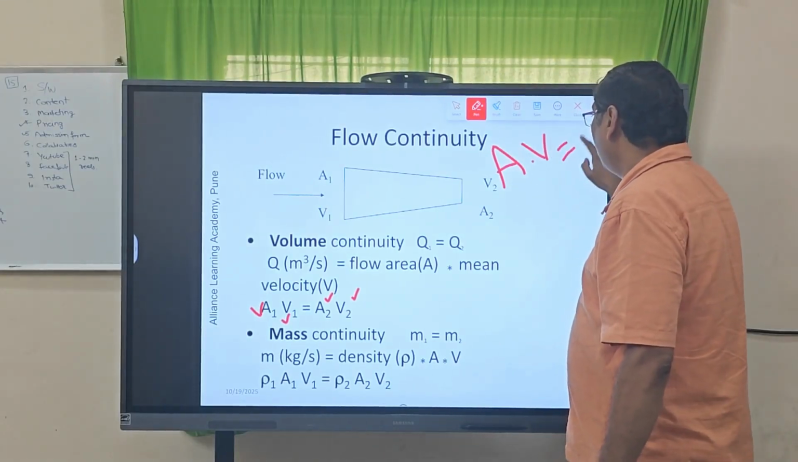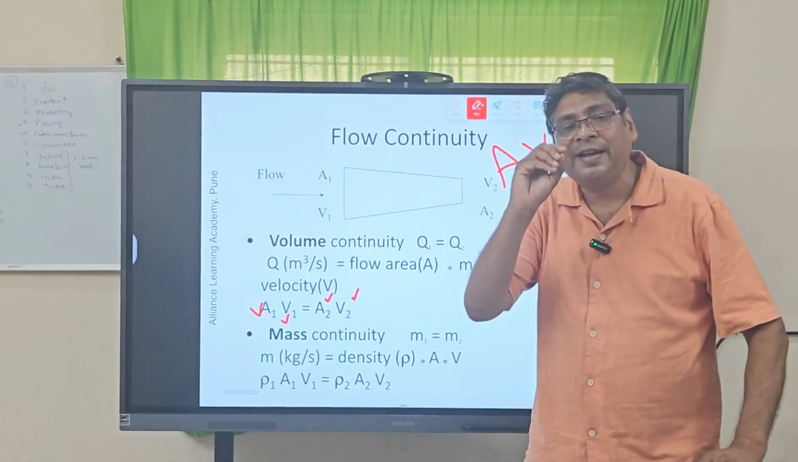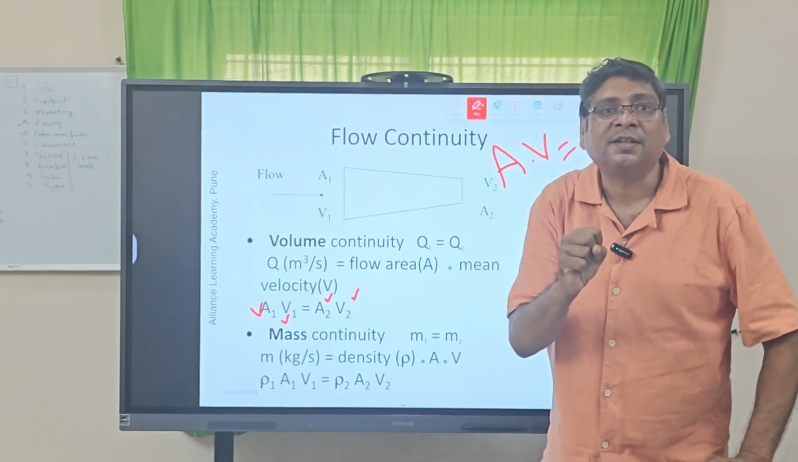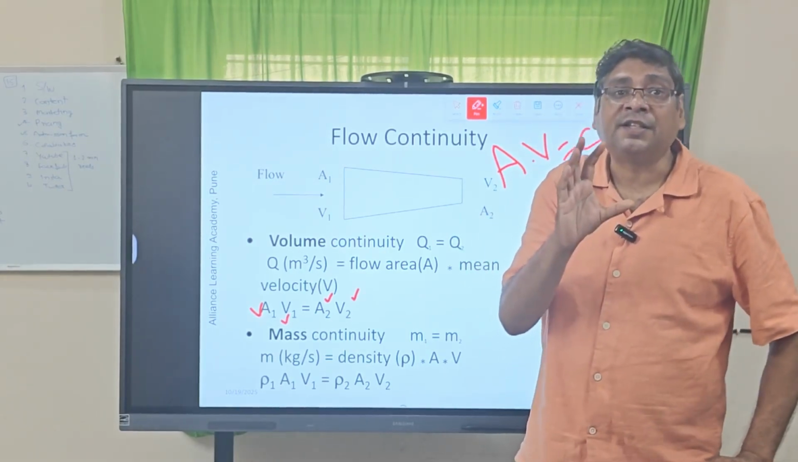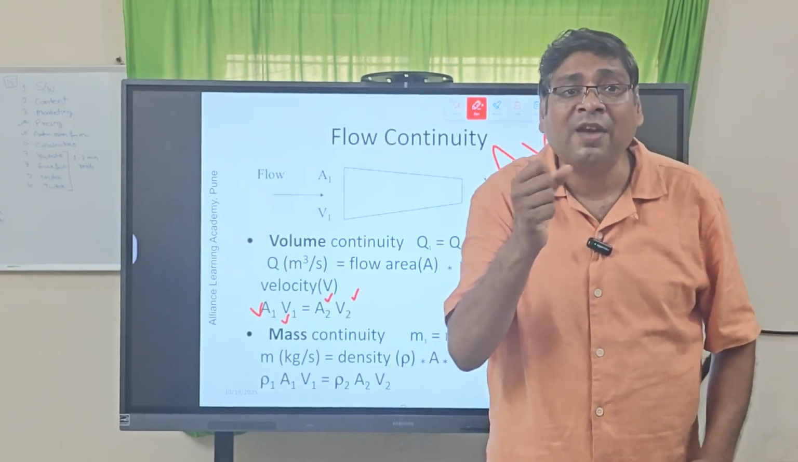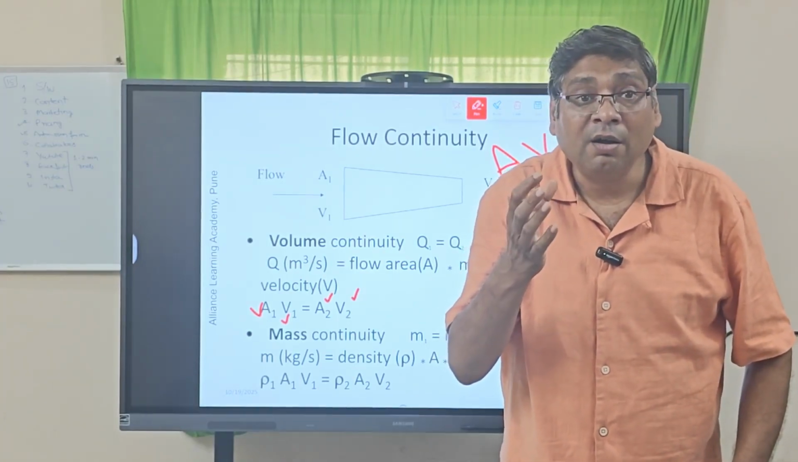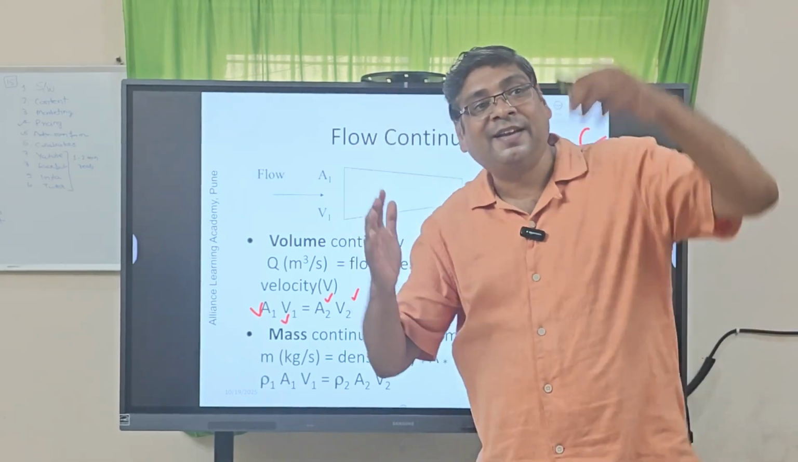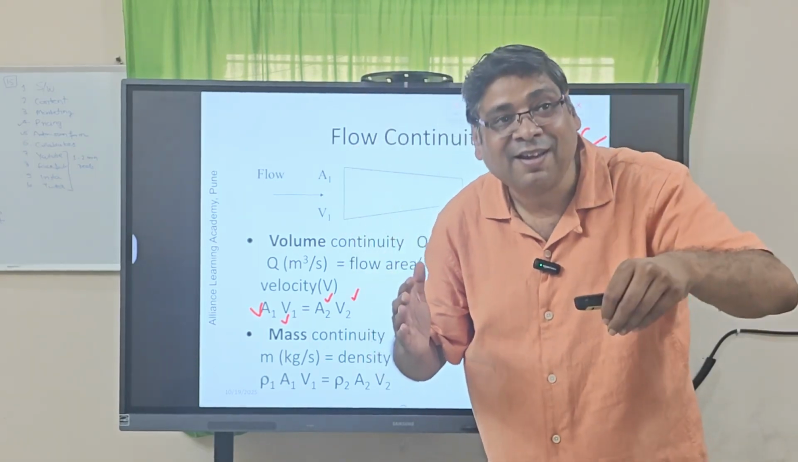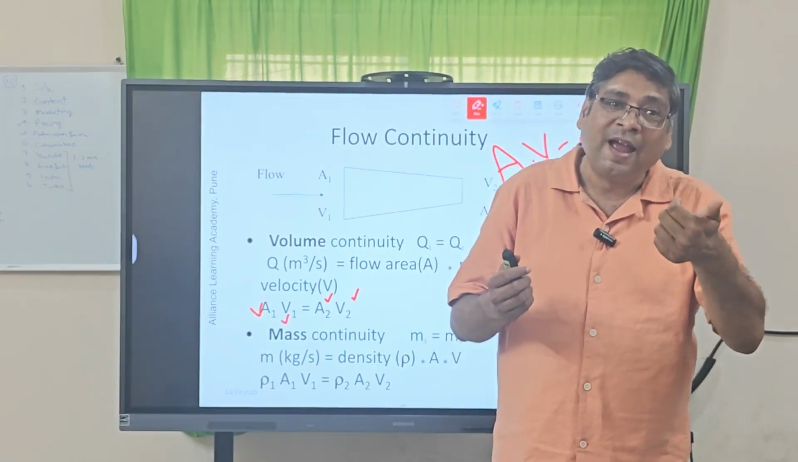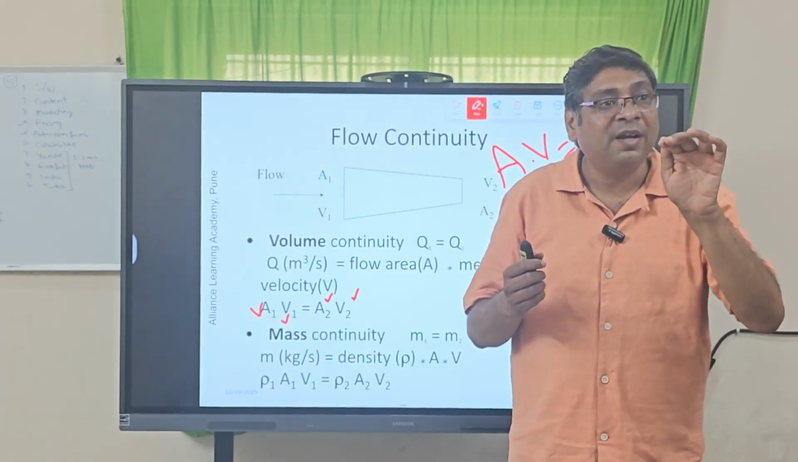If you see here, A1 V1 equal to A2 V2, or as I told you, A into V is equal to constant, it means if area increases, velocity will decrease. When velocity increases, area will decrease. In a 2-inch pipe, velocity will be high for the same Q, and in a 4-inch pipe, velocity will be less.